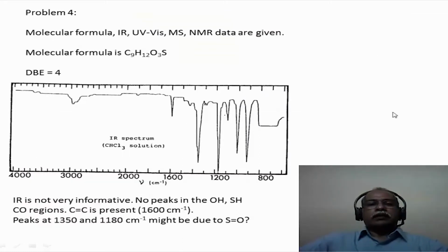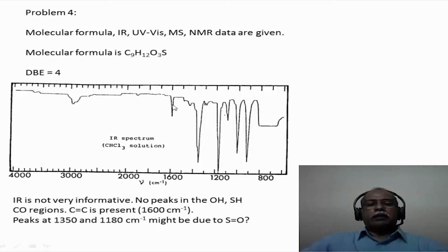Let us move on to the next problem. This is problem number 4. The molecular formula is given, and the infrared, UV-visible spectrum, mass spectrum and NMR data are also given. This is the infrared spectrum of this compound. There are no peaks corresponding to the OH, NH, SH region or the carbonyl region. So the infrared spectrum is not very informative in this particular case.